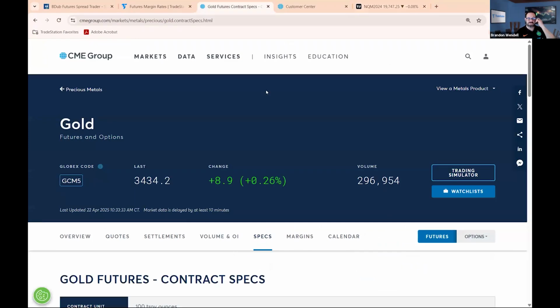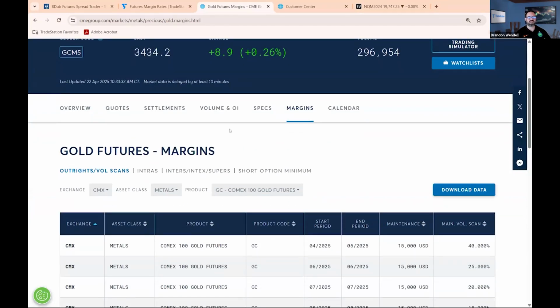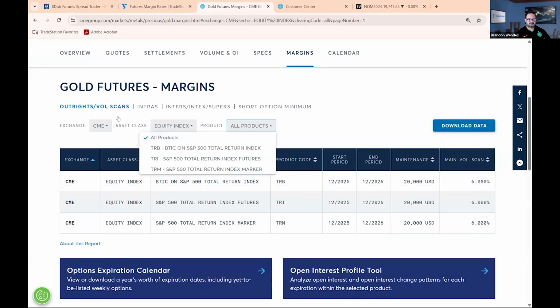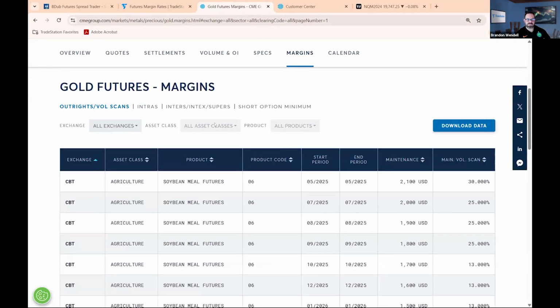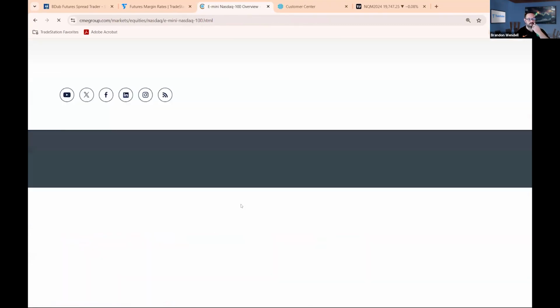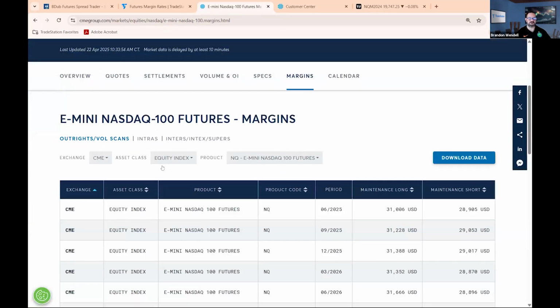So what I have to do is go back to margins on the CME website, and this is where it gets a little more tricky. Let's go to CME equity index. Why is it not showing me? Let's go all exchanges. See if that does it. Nope. All right, so we're going to have to do this a different way. It's not cooperating today. Go back to the NASDAQ. I'll go to margins. It brings up the NASDAQ margins anyway. That's because I was in the wrong spot.